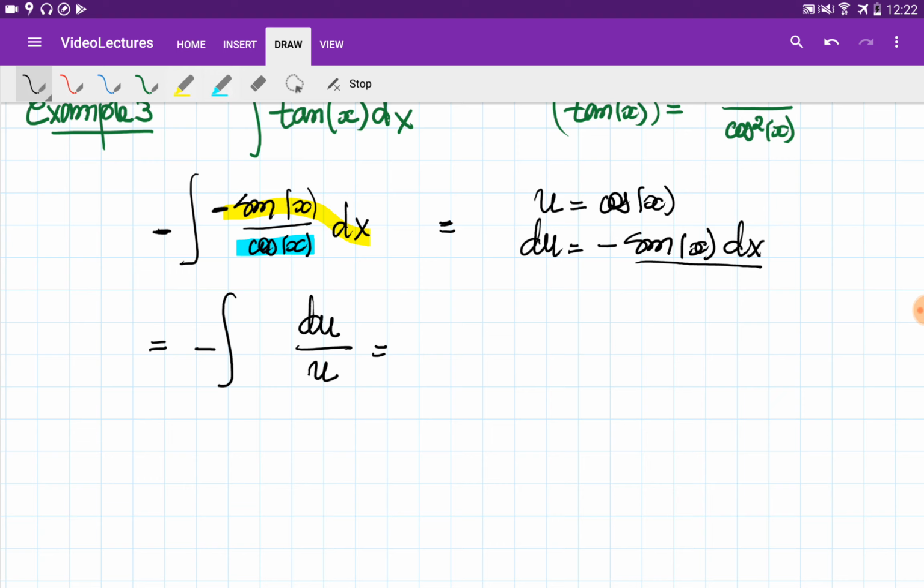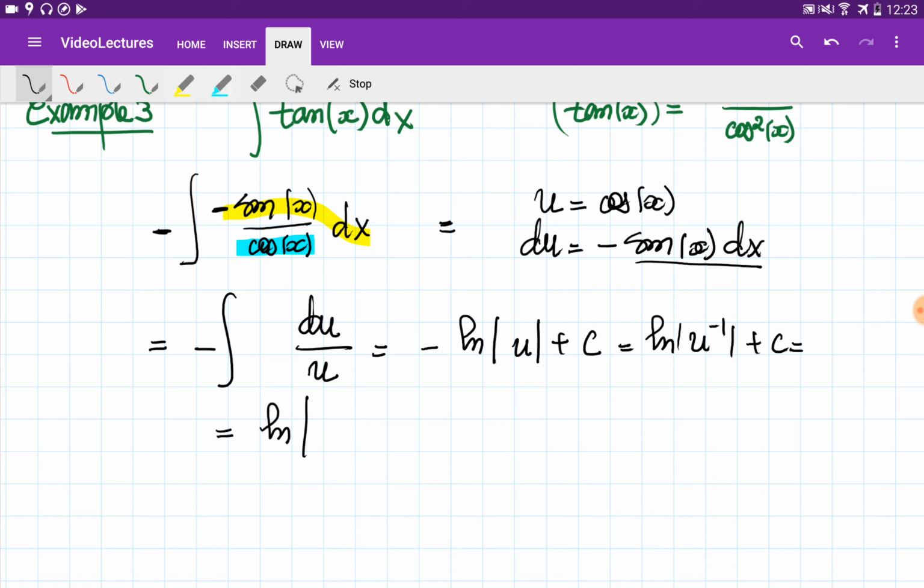The integration of 1 over u is going to be simply ln of u, right? Plus the constant, so this minus 1 can go to the power of the u. It's going to be ln of u to the power of minus 1, plus the constant, and now I'm going to resubstitute this back. It's going to be ln of 1 over cosine of x, because no matter what the number is, it's to the power of minus 1, so it's just the reciprocal of this number. So plus the constant, and we know that 1 over cosine is a special trigonometric function called the secant of x. So ln of secant of x plus the constant.